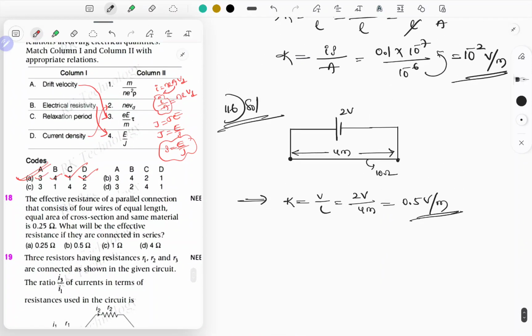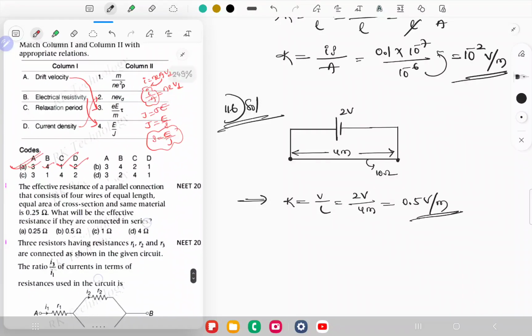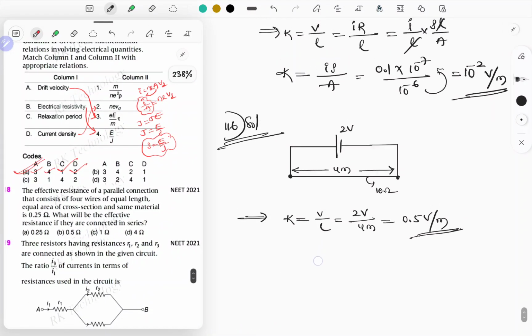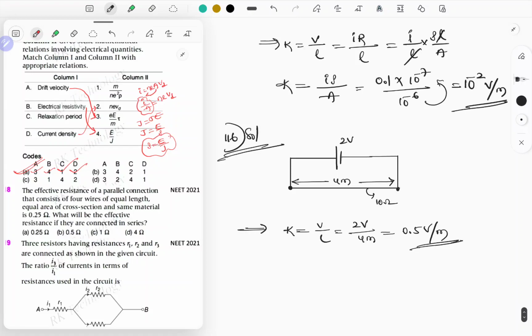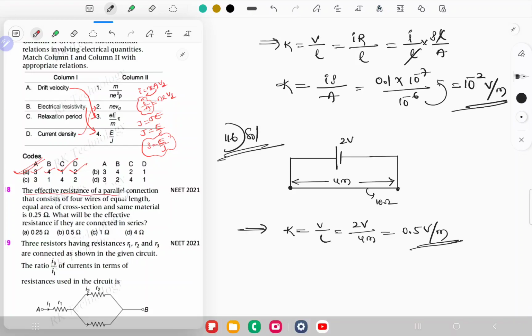Okay, super. The next question is a 2021 question again. I think 3 questions came in 2021. The effective resistance of a parallel connection that consists of 4 wires of equal length, equal area of cross section and the same material is 0.25. What will be the effective resistance if they are connected in series?